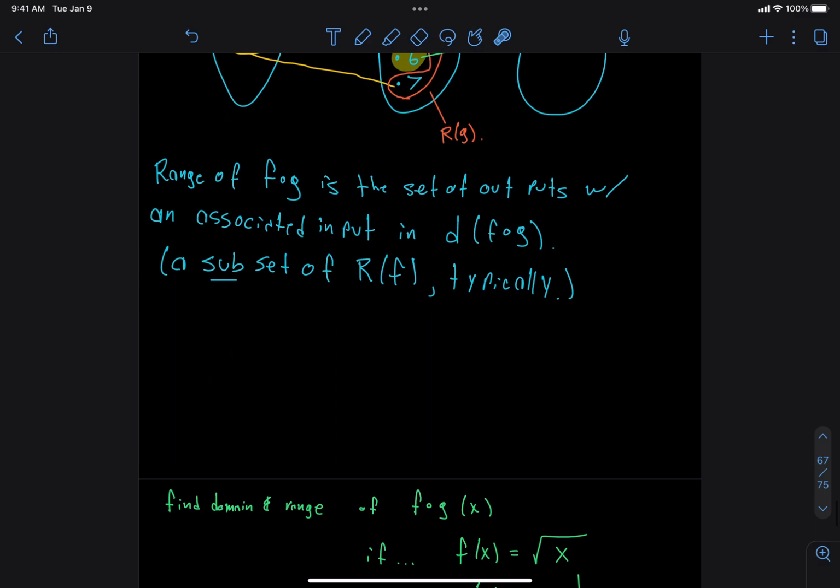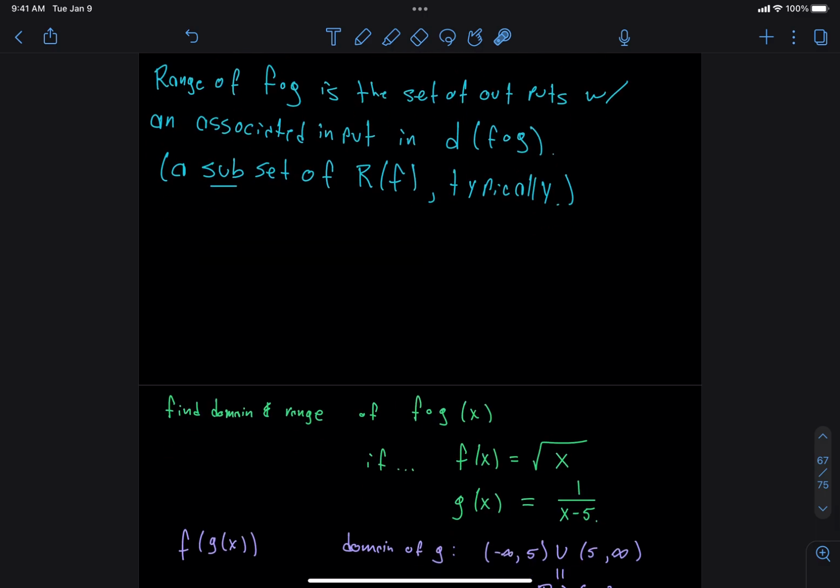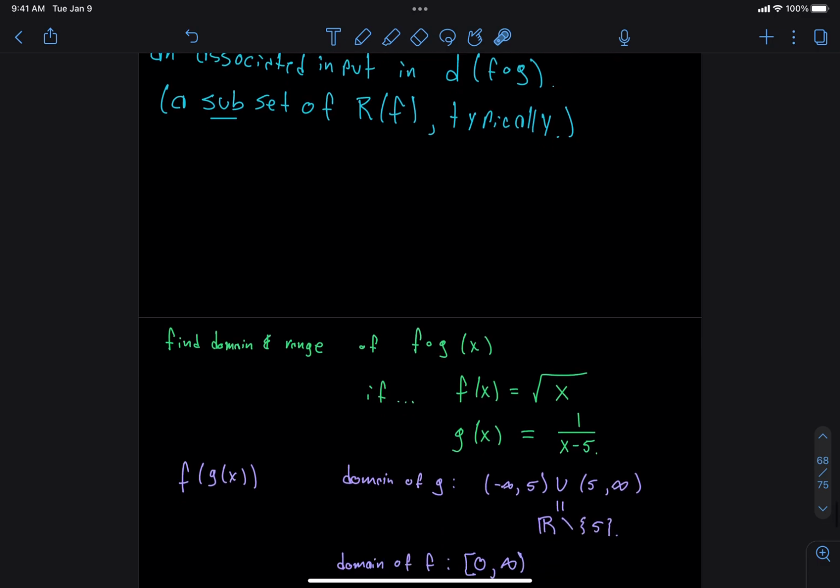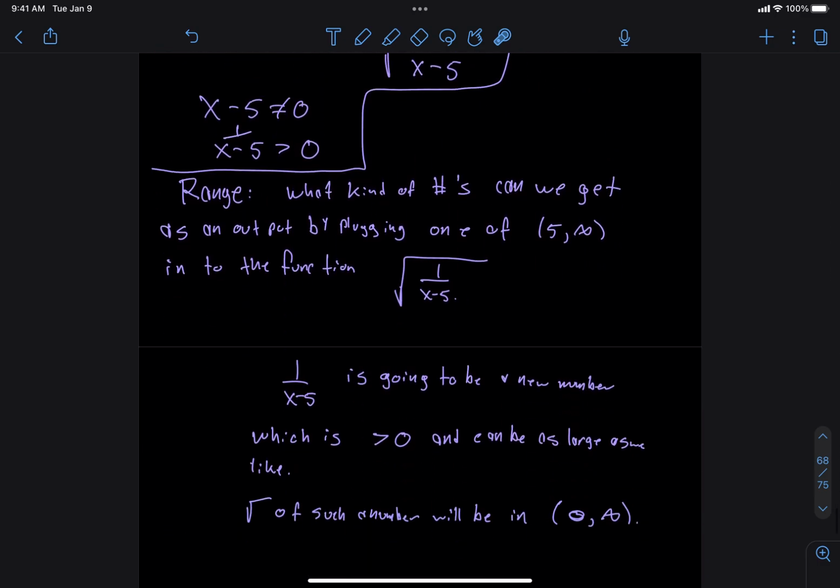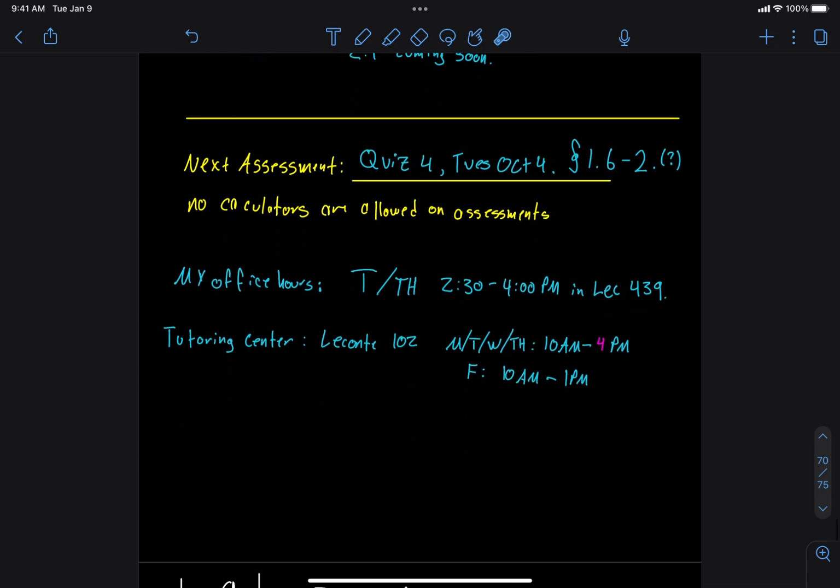And then the way we find the range is the same way we find the range of any other function. We just check what is the total set of outputs which we could achieve by plugging in any number which is in our domain. All right. So that was domain and range of compositions.